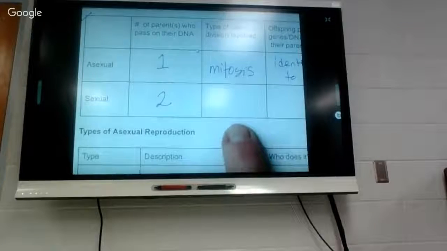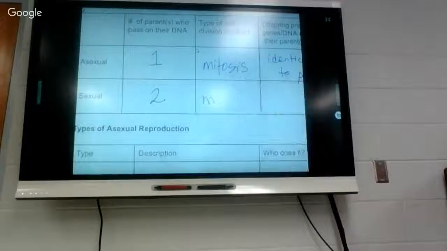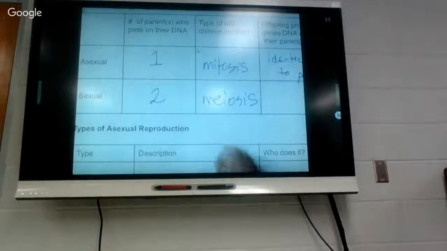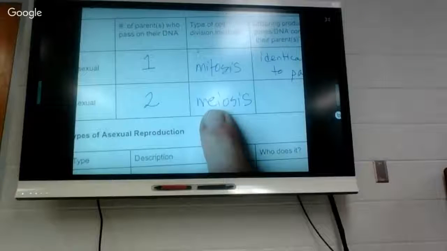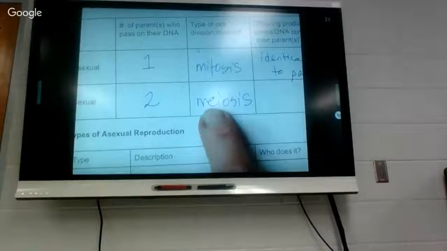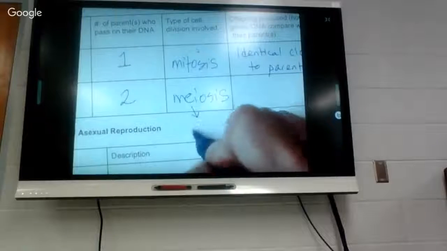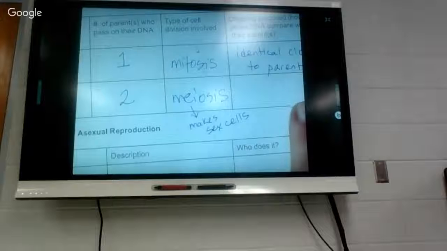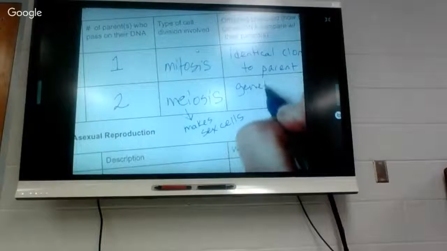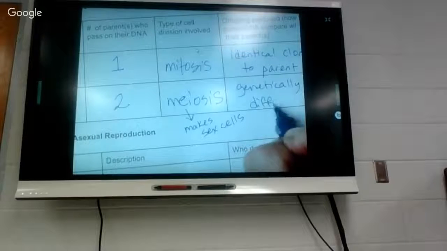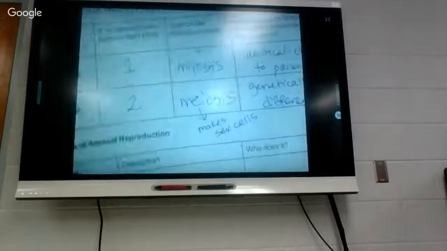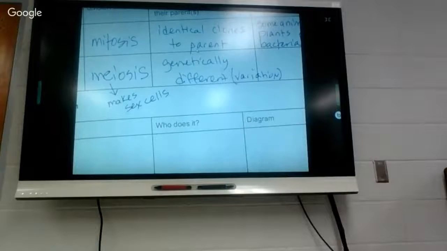What type of cell division? Meiosis. You can say meiosis or meiosis, either one is correct. I grew up saying it that way because meiosis and mitosis sound so much alike, so it was easier for me to picture that. Meiosis makes sex cells. Are the offspring you make sexually identical? No. They're genetically different, and that means variation. They may not put the word different, but they'll put variation in there.